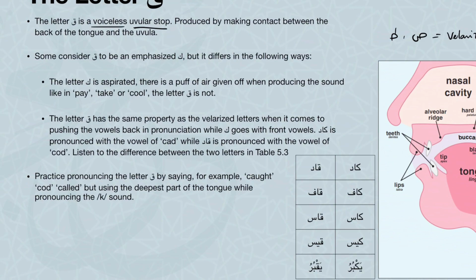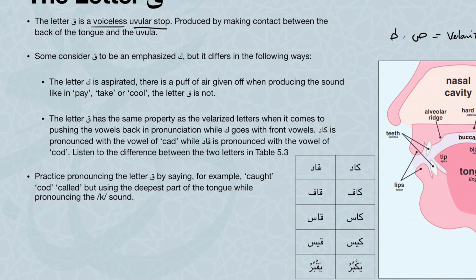Cad, this is the kaf, which is not velarized. Kaf is pronounced with the vowel of cad in English. While qad, please listen carefully to how I'm pronouncing it, is pronounced with the vowel of cod. You know the fish, the cod? If you say it, you realize there's a k quality to it. It's not ka, ka, ka, it's qad, qad. This is what we call velarization of the vowel.